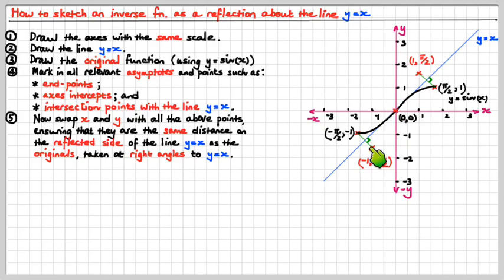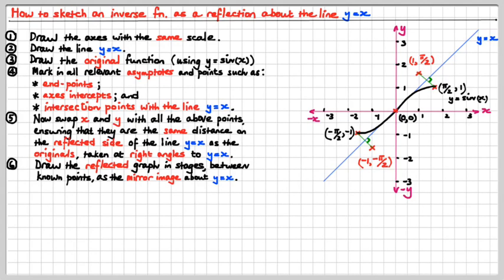And it's the same thing down here. So now we've got really something to chew on. That's how you do it, guys. We'll draw the reflected graph in stages, not getting too stressed about it, between known points as the mirror image about the line y equals x, treating the line y equals x as a mirror. See, there's the first bit I did, and the second bit's coming up, and there it is.